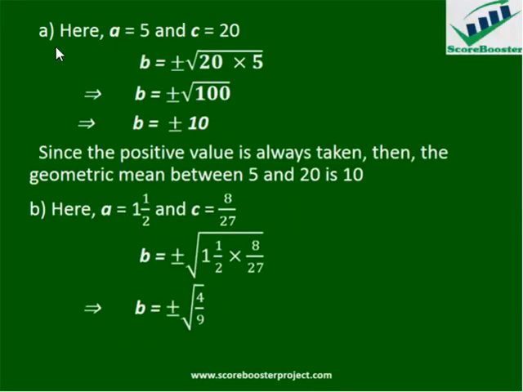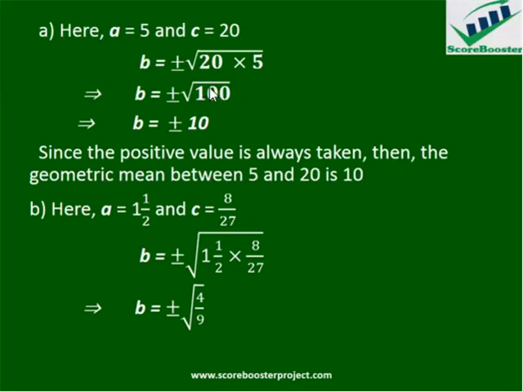The first question, A is equal to 5 and C equals 20. So you know from the formula, B equals plus or minus square root of A multiplied by C. So A is 5 and C is 20. 5 multiplied by 20 is the same thing as writing 20 multiplied by 5. So 20 multiplied by 5 will give 100. So B is equal to plus or minus square root of 100.